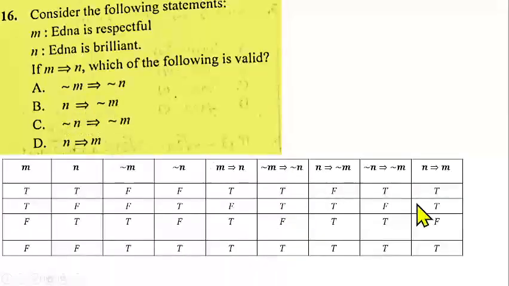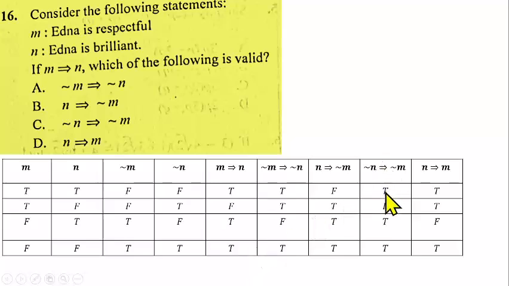Let's test the second one. We have if N then negation of M. Let's see that one. So this is our N and this is negation of M. True then false will give us a false. False then true or false will give us a true. True will give us a true. Then false then true should give us a true as well. So if you compare this with this, we can see that they are not the same. So this one does not imply this as well.